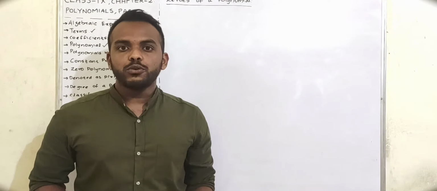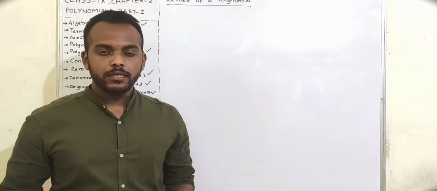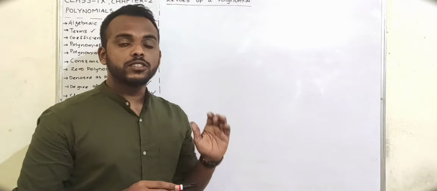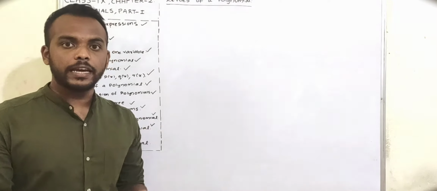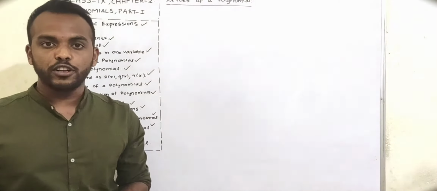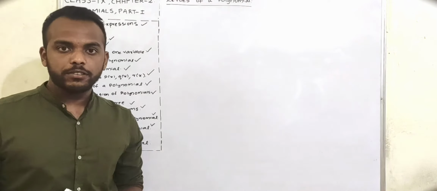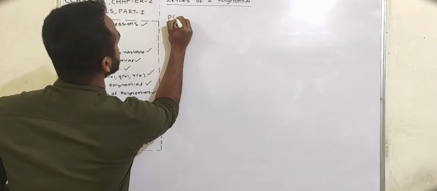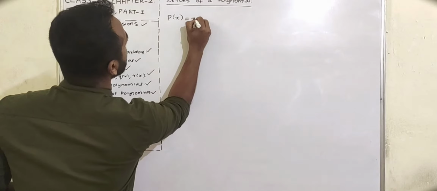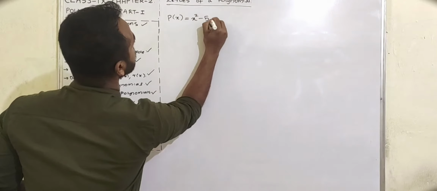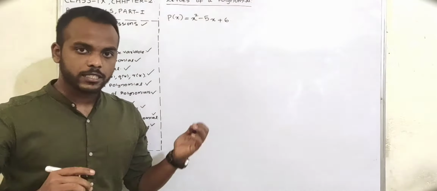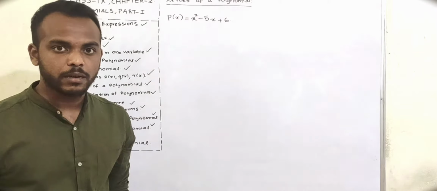Now let's move on to the next important part in our chapter, zeros of a polynomial. Don't get confused with zero polynomial. This is a different area. Before getting into this session, let's see an example. Suppose we are given a polynomial x square minus 5x plus 6. I will explain or define what is the zero of a polynomial by solving this example.